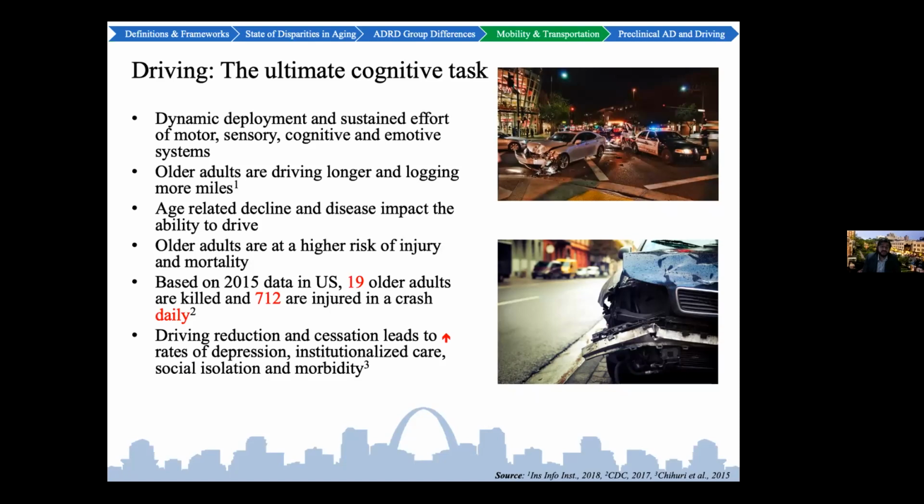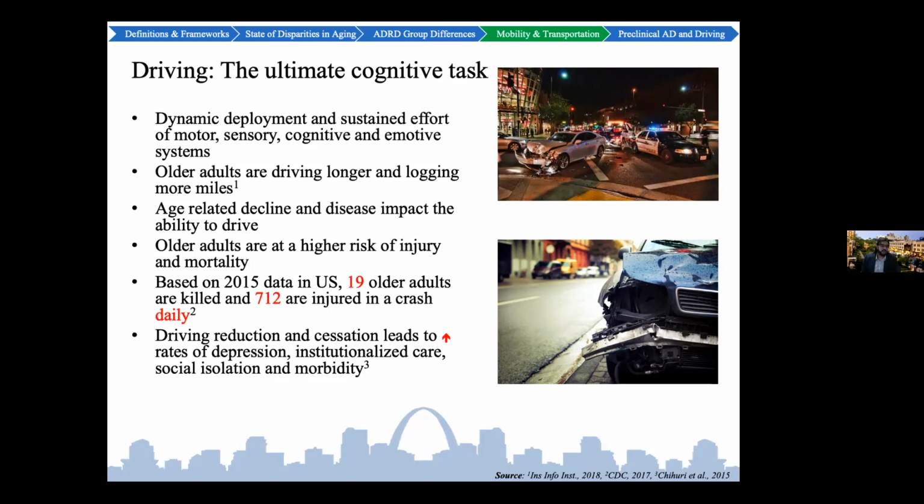Age-related decline and disease do impact one's ability to drive, from obvious conditions like epilepsy and stroke to less obvious ones like dementia. Older adults are also at a much higher risk of injury and mortality. Based on 2015 data from the CDC, we know that on a daily basis, roughly 19 older adults are killed and 712 are injured in a crash. And that includes whether they are the cause of it or were implicated due to another party.